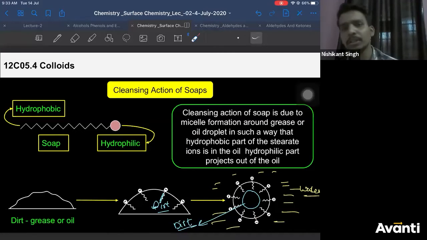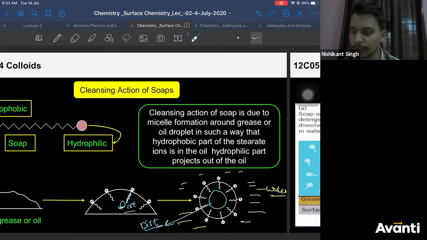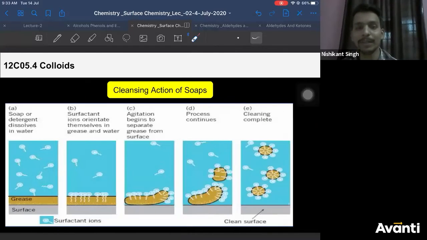Same mechanism for detergent also. No change. Correct? You can see one of the diagrams here. It is very clearly shown here. I hope it is visible. Yes, it is visible. Soap or detergent dissolves in water.